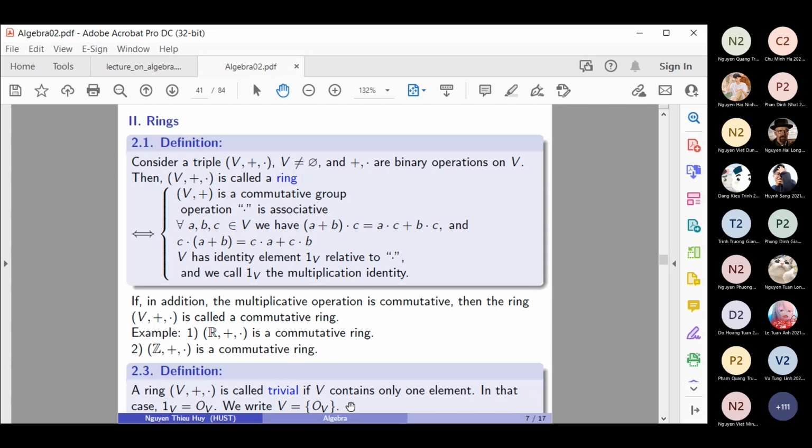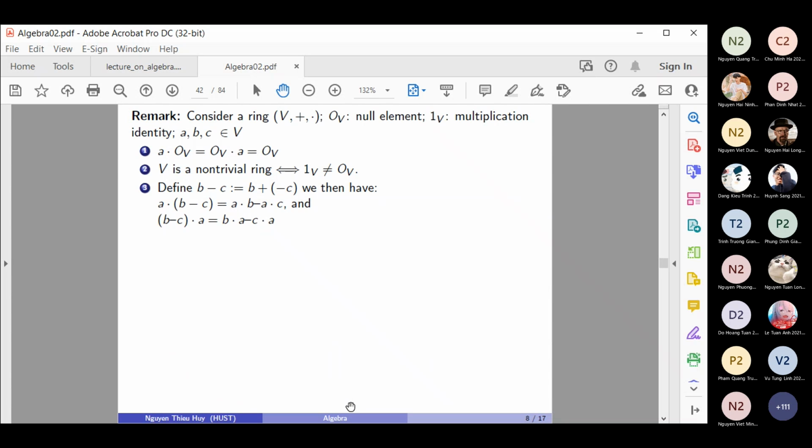Okay, then we will have some properties here. This reminds you of something you learned a long time ago, and it is still true now in a ring. So you have a ring V with addition and multiplication. We denote by 0_V the zero element, and 1_V is the multiplication identity. Then we have A multiplied by 0 is 0, and 0 multiplied by A is also 0. And V is non-trivial if and only if 1_V is not 0_V.